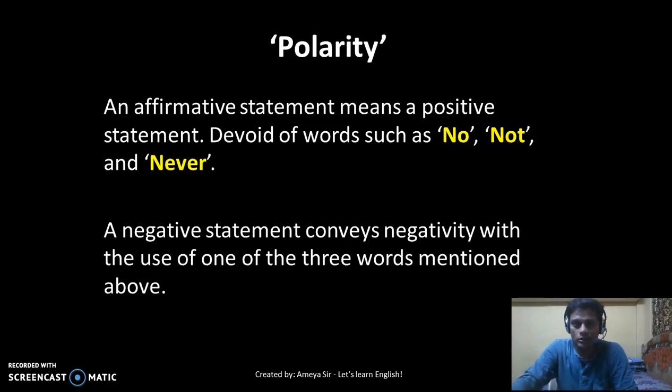By the way, this concept of affirmative and negative is also referred to in grammar as polarity. So they are poles apart. It's a positive statement and a negative statement. So they are poles apart and they are called polarity.